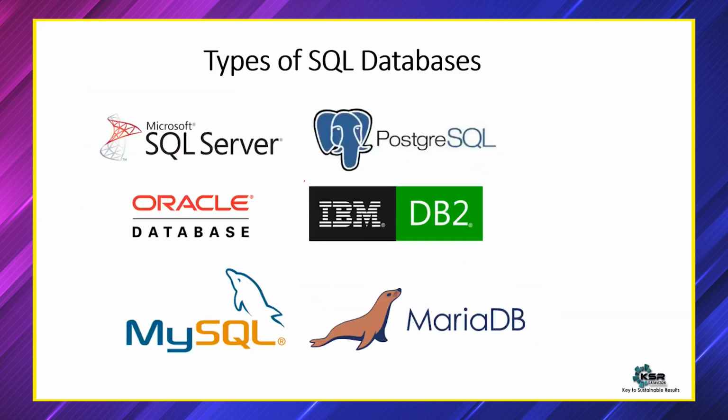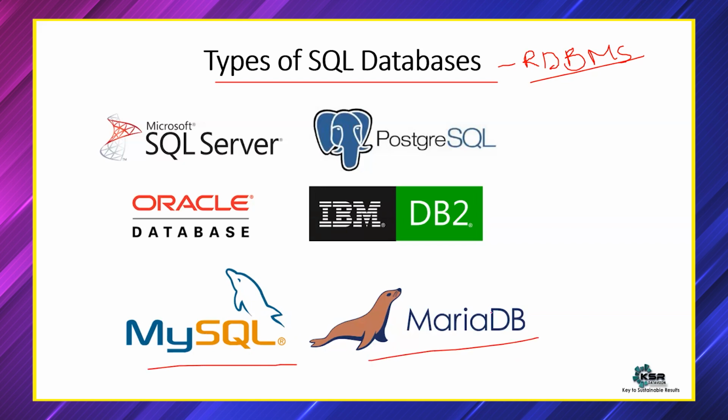Now, let's take an example of multiple SQL databases, which are all RDBMS. Any SQL, as I've said, any SQL is called as RDBMS, Relational Database Management Systems. Now, these are the 6 mostly or widely used RDBMS systems. These are not only 6, there can be many. I mean, there are many relational database management systems.